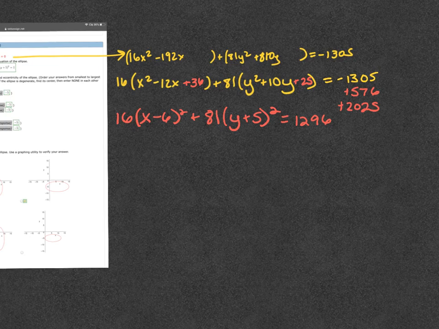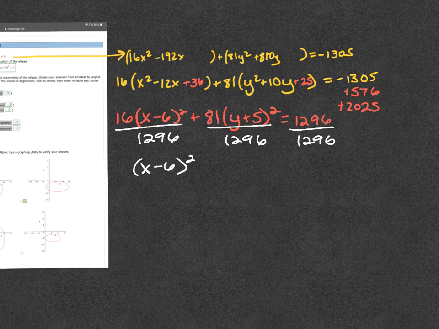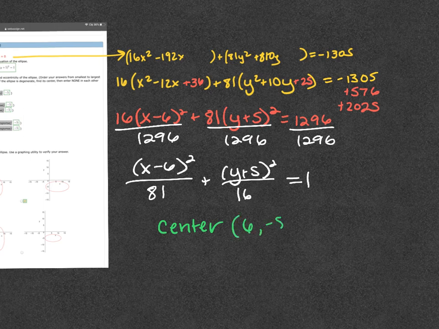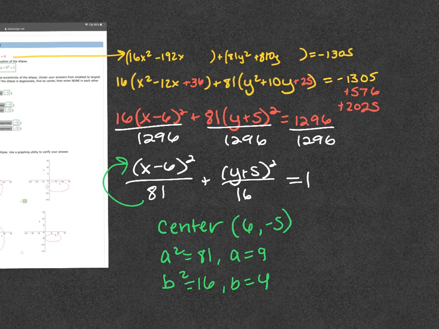Okay, that's where your mistake is. So just divide everything by 1296. 1296 divided by 16 is 81. 1296 divided by 81 would be 16. Center 6, negative 5. A squared is 81, so A is 9. B squared is 16, so B is 4. The A is under the X, so it's horizontal.